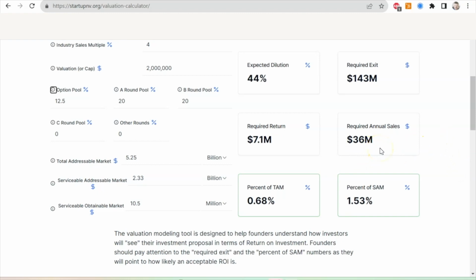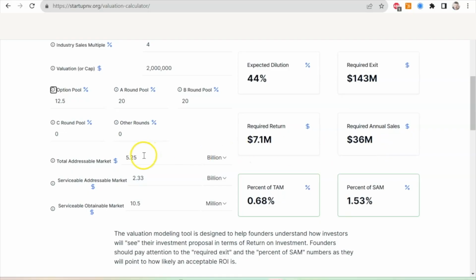In addition to needing $36 million in sales for this projection to be true, investors like to know, okay, that's great, but what percentage of the market does the company have to capture in order to get there? So you know whether or not that's a realistic expectation. Given the $5.25 billion TAM and the $2.3 billion SAM, in this particular case, the company has to achieve less than 1% of the TAM and about 1.5% of the SAM. Now, both of those, you can see, are outlined in green. Green means go. That's a good thing.